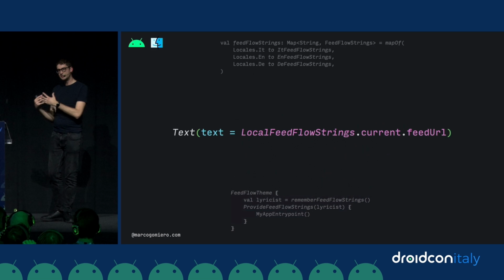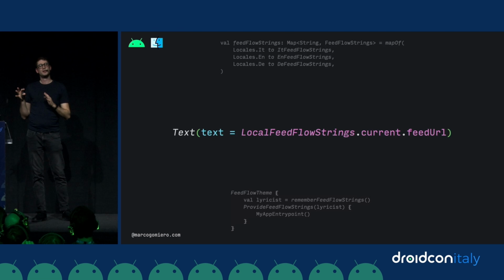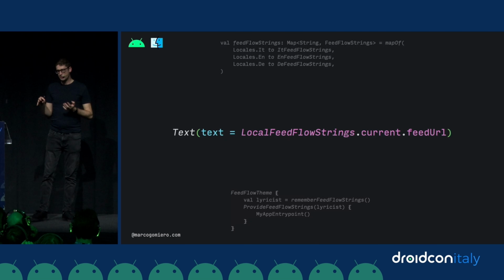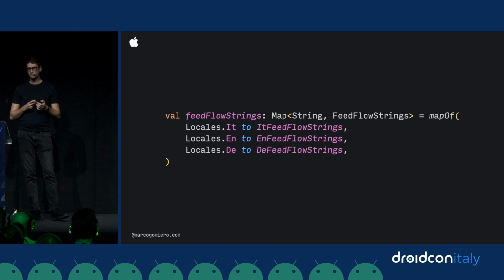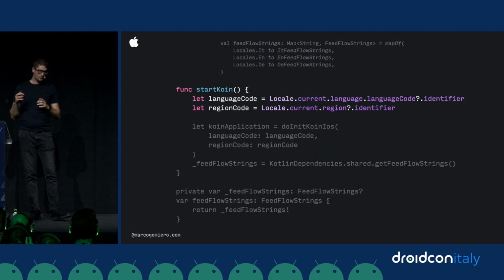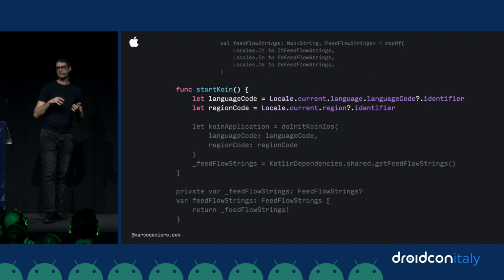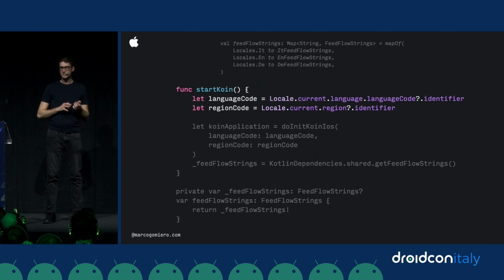And of course, I wanted to use it on iOS as well because why not? It's not working out of the box for SwiftUI, but I wanted to use it, so I made it work with a bit of a hack. In this case, we are starting again from the same map. And then what I'm doing on the iOS side is getting the language code and the region code from the iPhone.